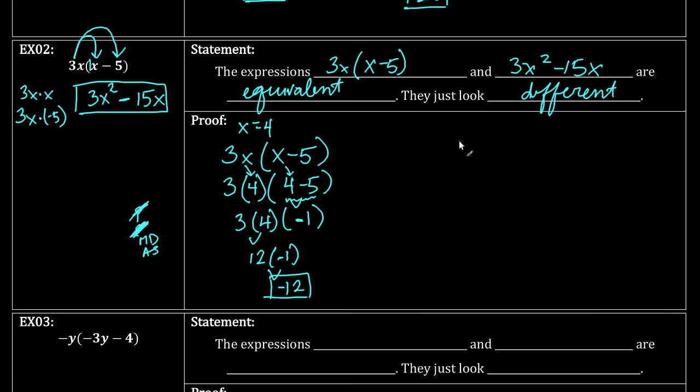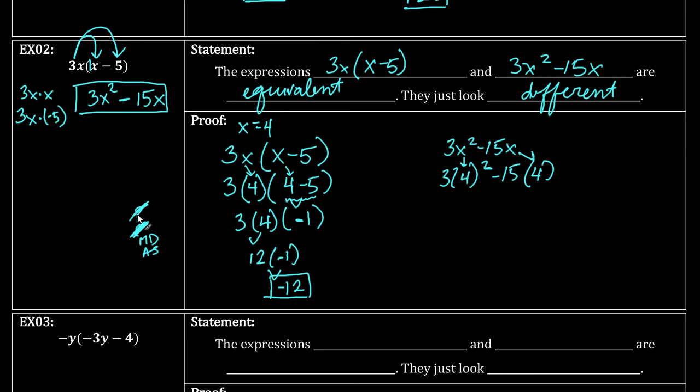So let's go ahead and use our other equivalent expression. So instead of 3x squared minus 15x, we are going to substitute in 4 for x. So 3 times 4 squared minus 15 times 4 again.